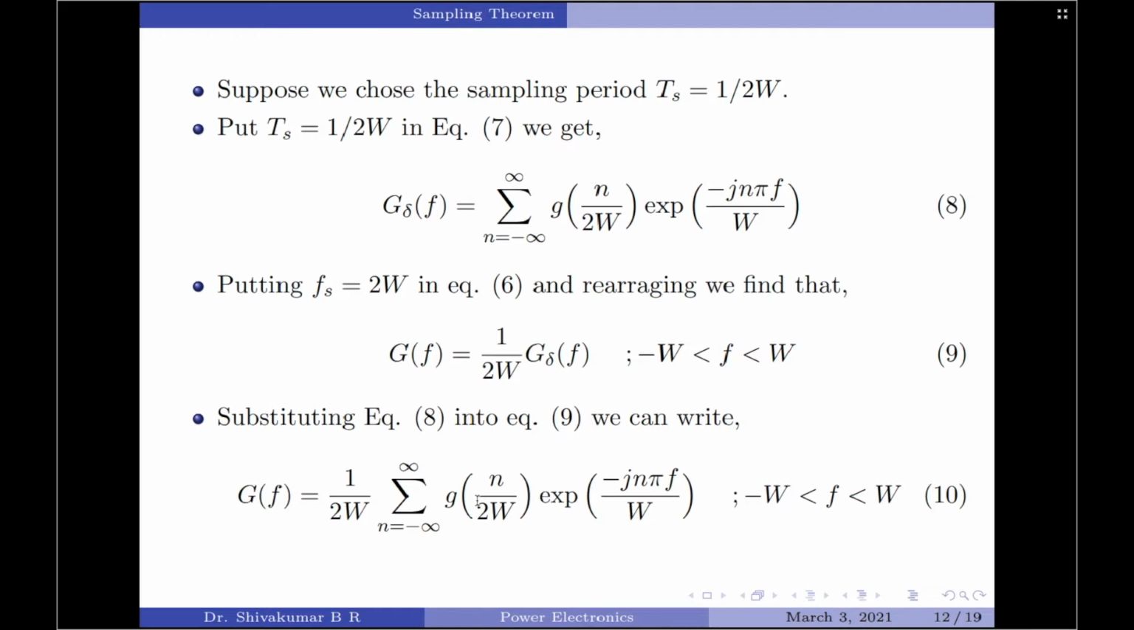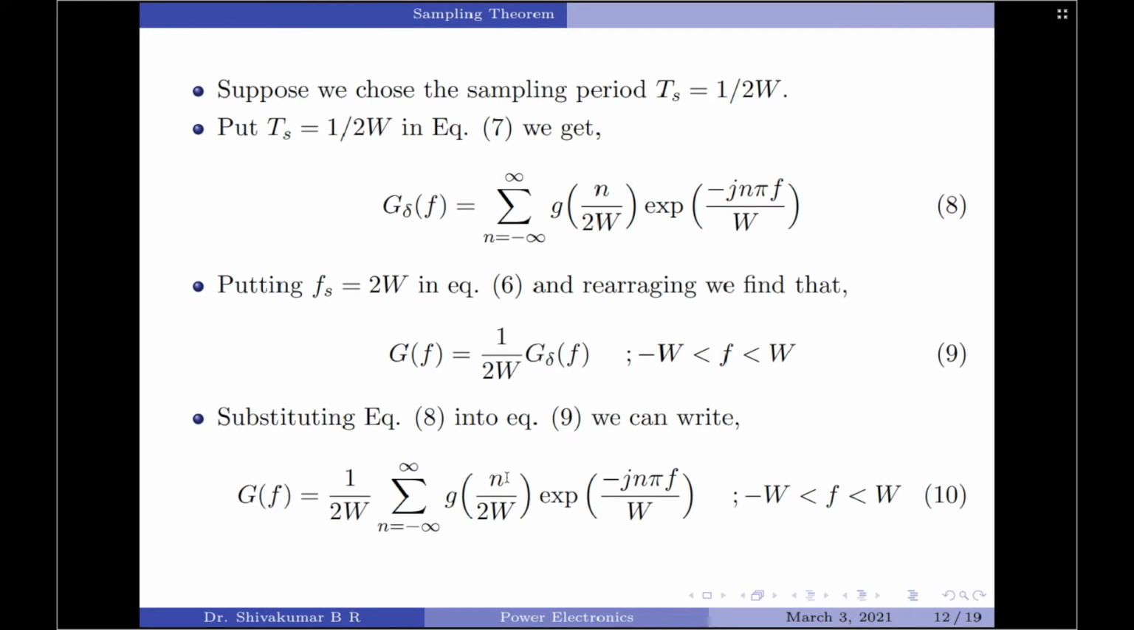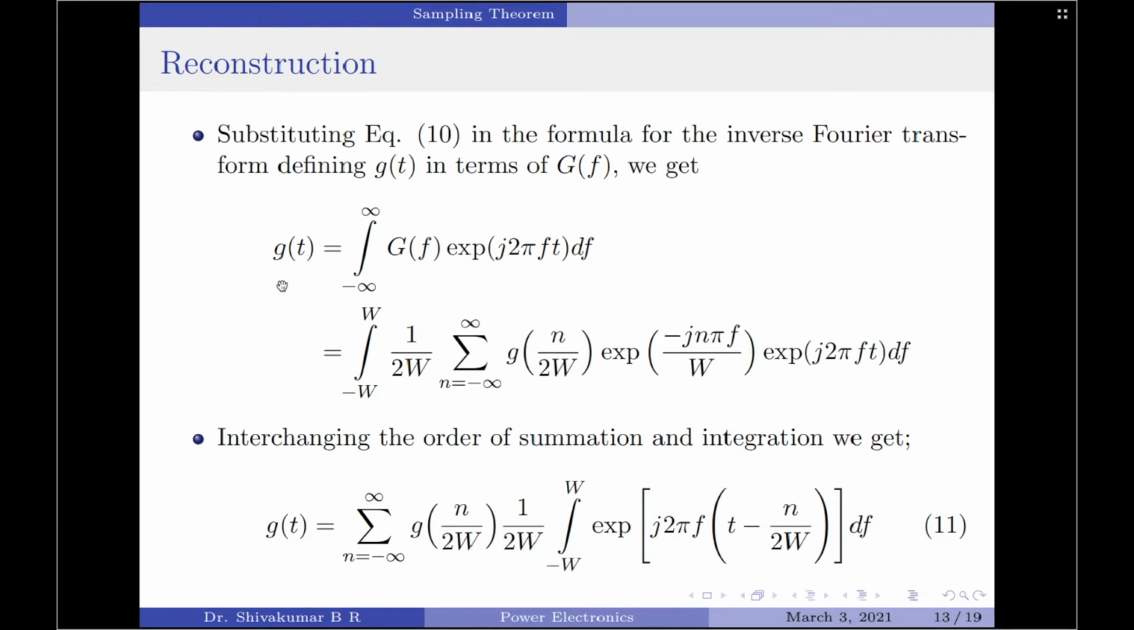Now, let us move on to the reconstruction part. Here, we are going to reconstruct the original signal g(t) from the sequence of samples generated at the end of sampling, represented by g(n by 2w). So, what I am going to do is substitute equation 10 in the formula for inverse Fourier transform, which defines g(t) as given by this equation. That is, g(t) equals integral minus infinity to plus infinity G(f) into exponential of plus j 2 pi f t df.